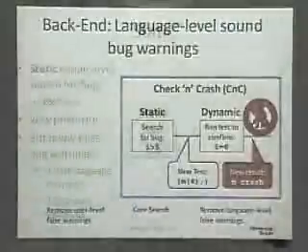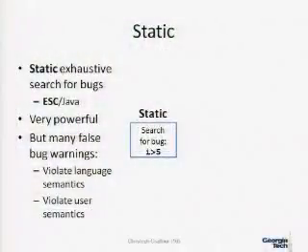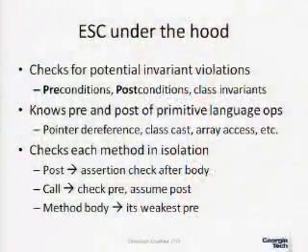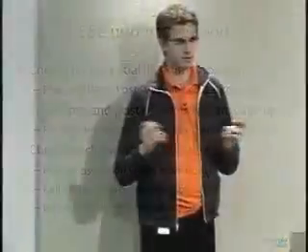Yeah, so in the static part, as said, we're going to use ESC Java. And ESC Java is a very powerful tool for static analysis. And like many static analysis tools, it produces false bug warnings, and both kinds of false bug warnings: those which are language level unsound and those which are user level unsound. And how ESC Java works, I mean, we have an ESC Java expert here, but I'm going to try to quickly say how ESC Java works.